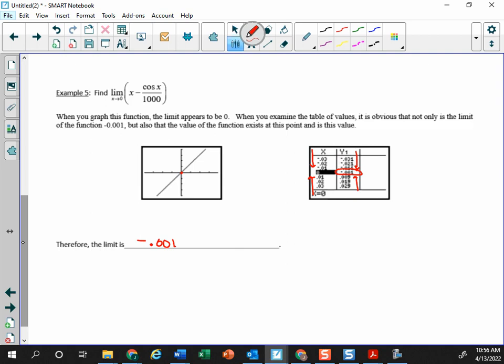You could just plug in 0 into that equation. You'd have 0 minus the cosine of 0 over 1,000. Well, what's the cosine of 0? So this is really negative 1 over 1,000, which is negative 0.001. Okay? And again, we'll do a lot more algebraic evaluating next time.